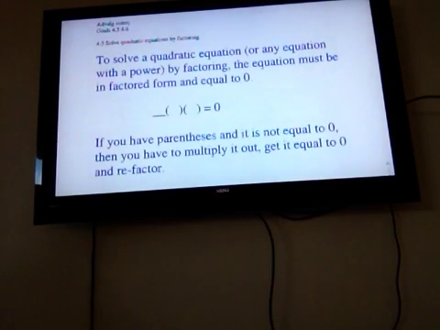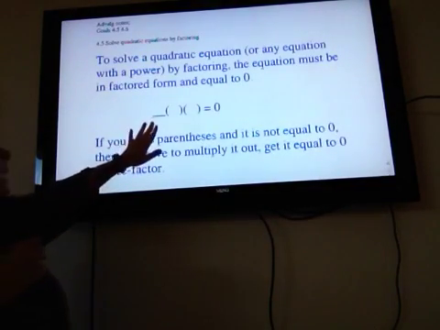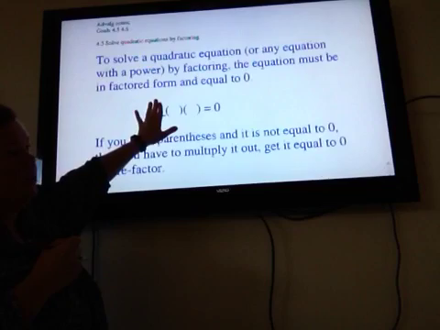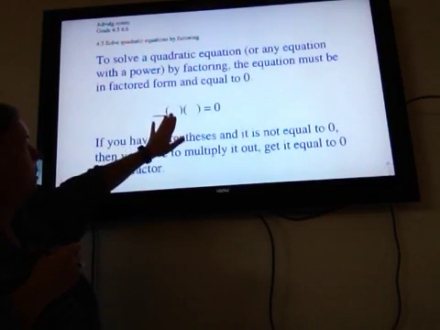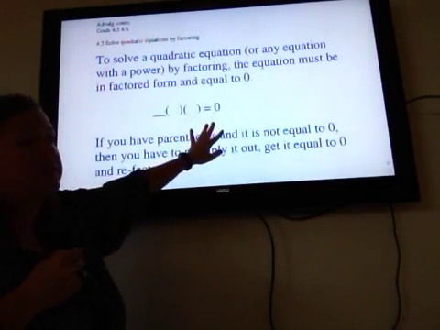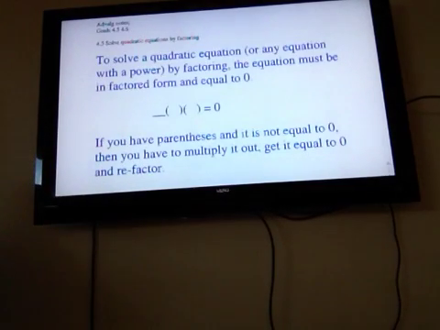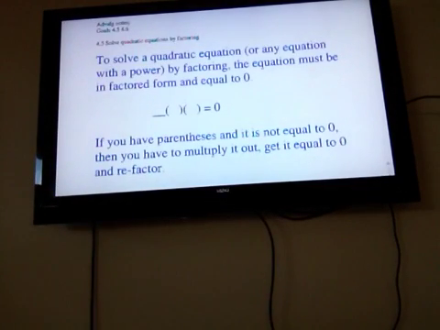To solve a quadratic equation, or any equation with a power, by factoring, which is what we're learning here, the equation must be in factor form and equal to 0. So it's possible to have a monomial coefficient out here, and then parentheses, parentheses, maybe more parentheses, and then equal to 0. Notice that there are no plus or minus signs between the parentheses. So it's all factors on the left equal to 0, okay?